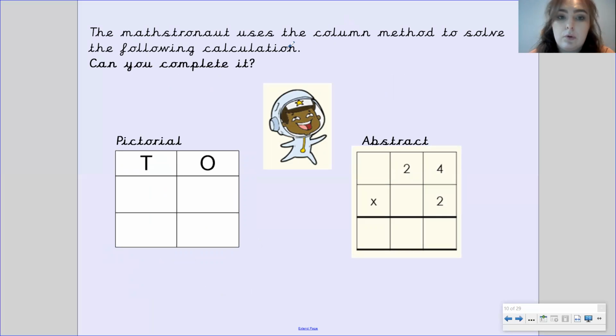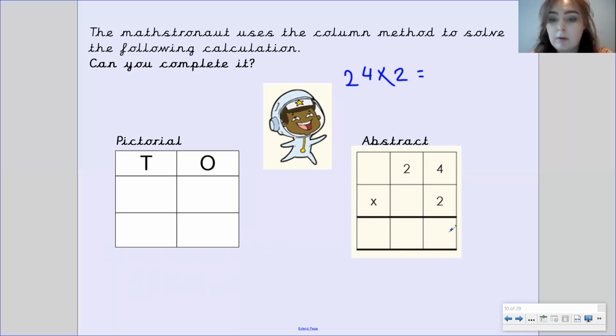Now, the mathstronaut uses the column addition method to solve the following calculation. Can you complete it? So what I want you to have a go at doing, we've got the number sentence 24 times 2. I want you to have a go at drawing this pictorially and then answering it using the abstract method, which is 24 times 2.